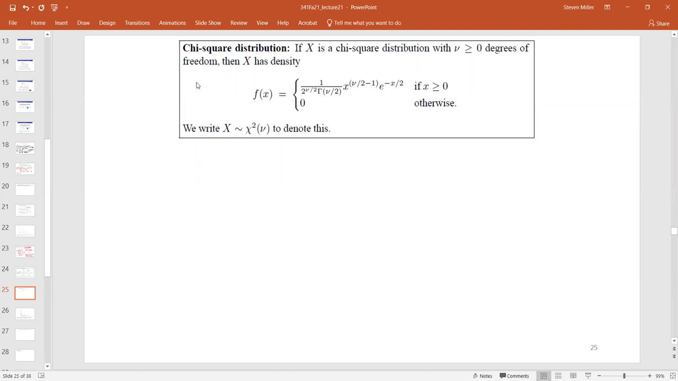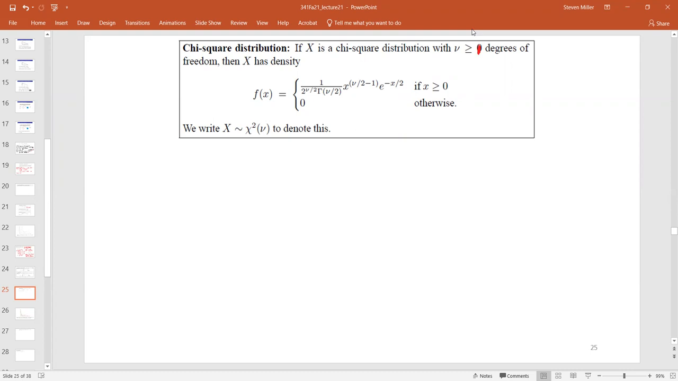So a chi-squared distribution with parameter nu, degrees of freedom, is defined as follows. Its density is 0 if you're negative, and for positive x, it's 1 over 2 to the nu halves, gamma of nu halves, times x to the nu halves minus 1, e to the negative x halves. Let's see, if nu is actually equal to zero, I have some problems. So let's say nu is greater than zero. We'll force ourselves to have at least one degree of freedom. If you take nu equals zero, it actually doesn't converge.